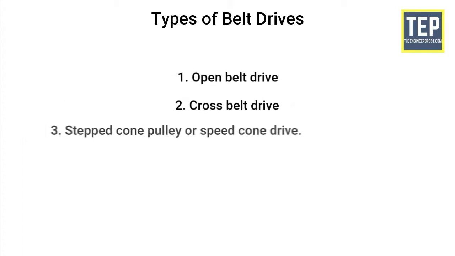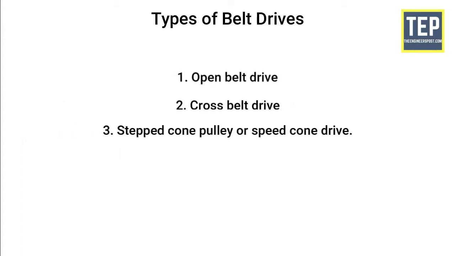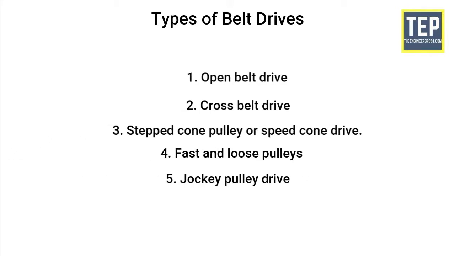Let's see the types of belt drives. There are five main types of belt drives used in automobiles: open belt drive, cross belt drive, stepped cone pulley or speed cone drive, fast and loose pulleys, and jockey pulley drive. Let's see one by one.